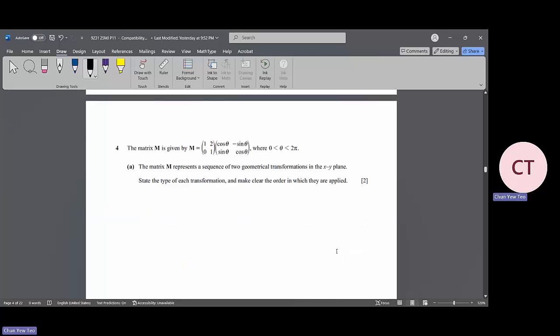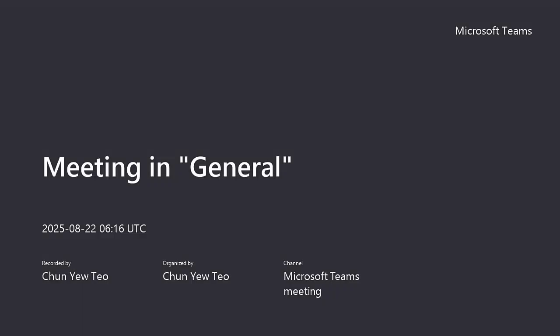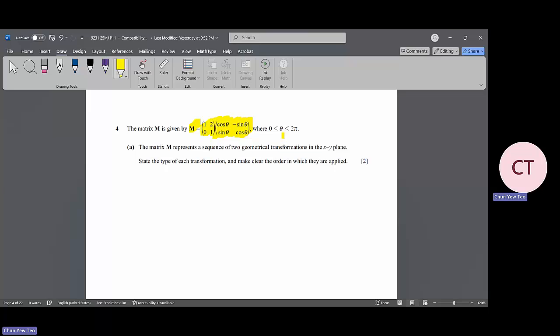Moving on, we have number 4. Between these two matrices, where theta is between 0 and 2 pi, the matrix M is represented by a sequence of two geometrical transformations in the xy plane. State each of the transformations and make clear the order in which they are applied. So we need to state the transformations over here. We know that this one will be first, followed by this one second.